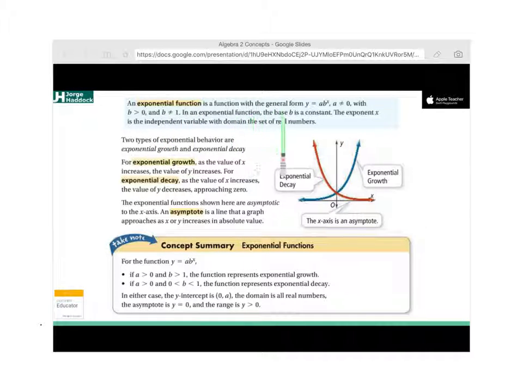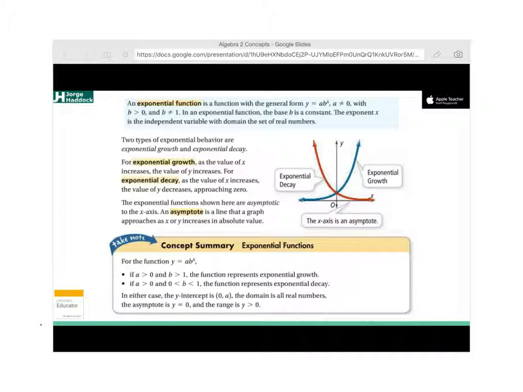In an exponential function, the base b is a constant, so it's a number. The exponent is not going to change. It doesn't matter. The number that's changing is the x. The exponent x is the independent variable with the domain, the set of real numbers. So that means that I can substitute for x any number that I want.